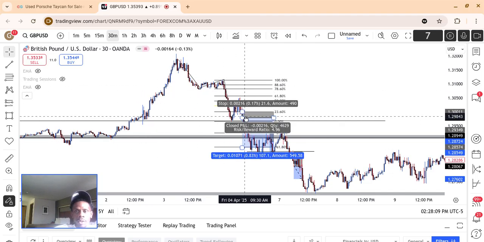So yeah, when you're looking for a trend, you just want to have a three-legged extension in the direction that you're looking to trade in. Drop to a lower time frame and enter.